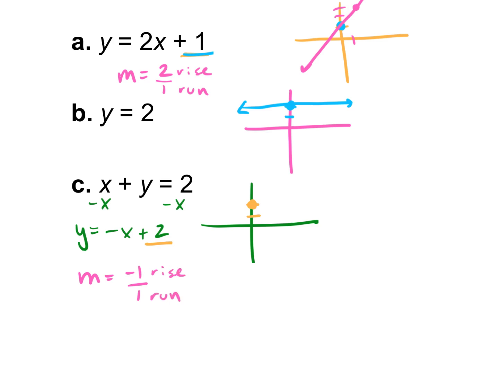So since our rise is negative, I'm going to go down 1 and to the right 1. Down 1 and to the right 1. Our slope is negative, so we need to make sure that our line is decreasing if we're going to draw it correctly. So you can always just double check. Since your slope's negative, your line needs to be decreasing. If your slope's positive, your line's going to be increasing.